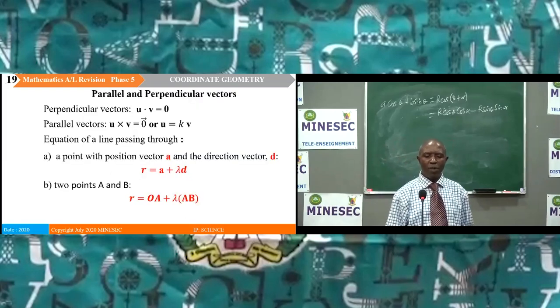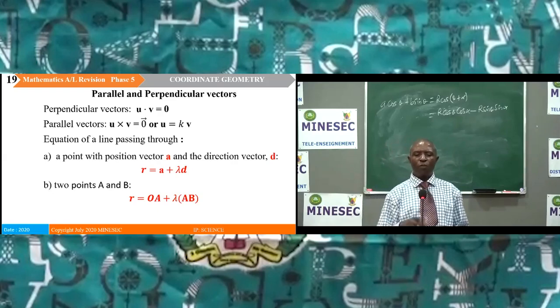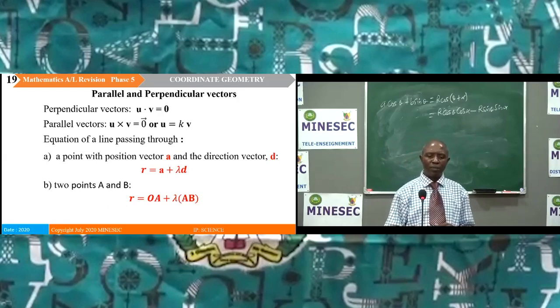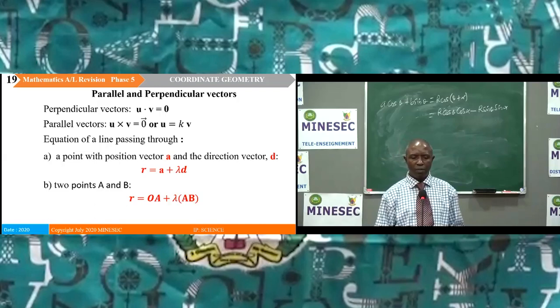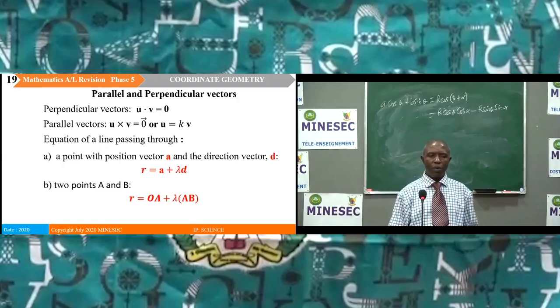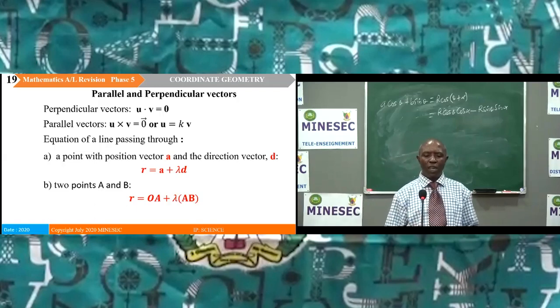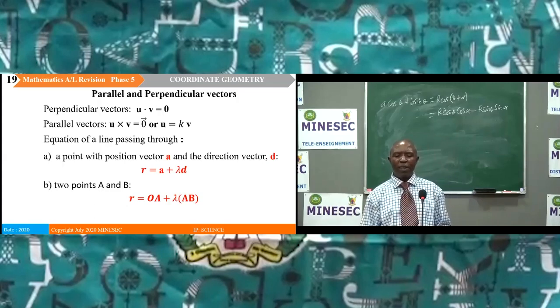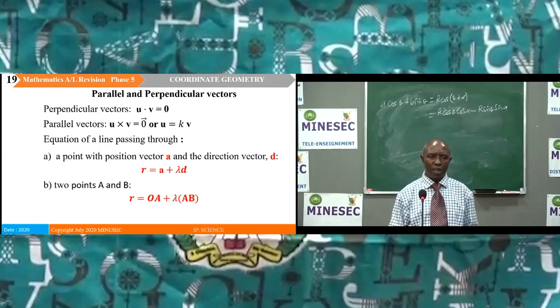Parallel and perpendicular vectors. If the dot product of two vectors is equal to zero, then the vectors are perpendicular. Parallel vectors: two vectors are said to be parallel if one is a scalar multiple of the other.